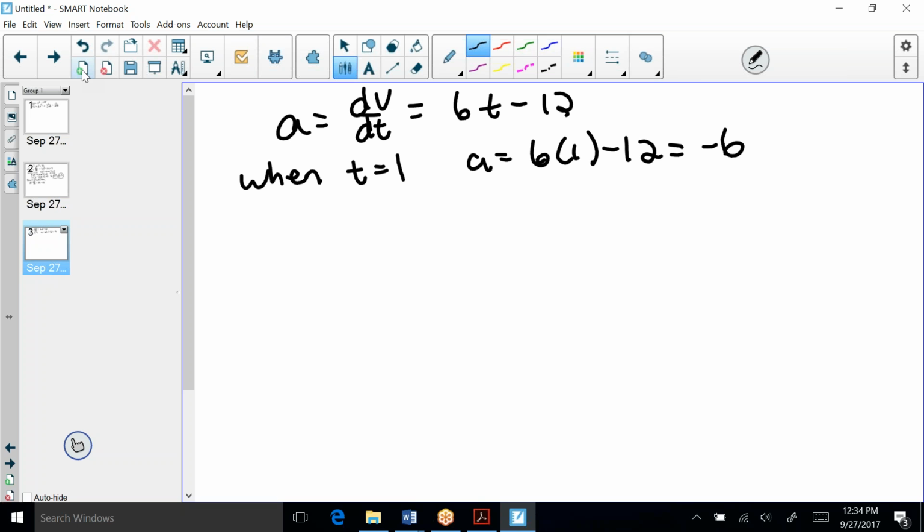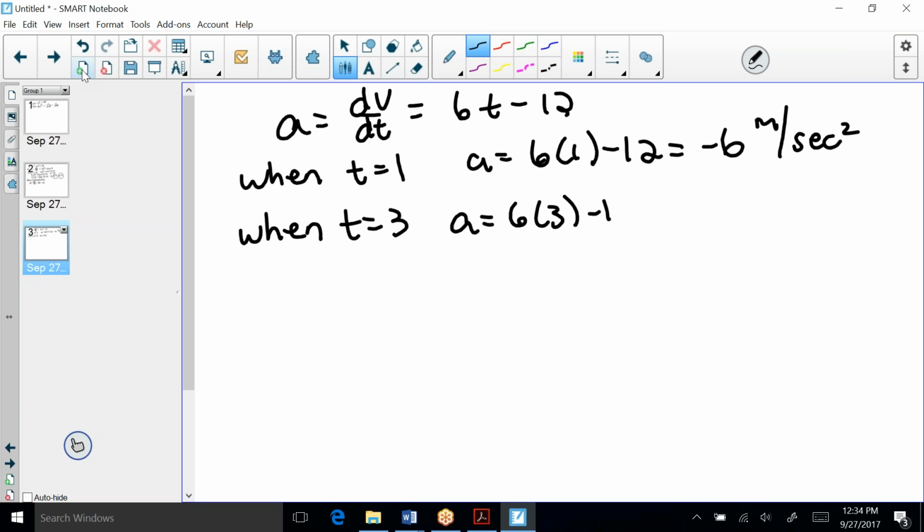And then what are the units going to be for that, for acceleration? Meters per second squared. So negative 6 meters per second squared. That's going to be the acceleration. And then let's do the same thing when the time is 3 seconds. A is going to be 6 times 3 minus 12. So 18 minus 12 is going to be positive 6 meters per second squared.